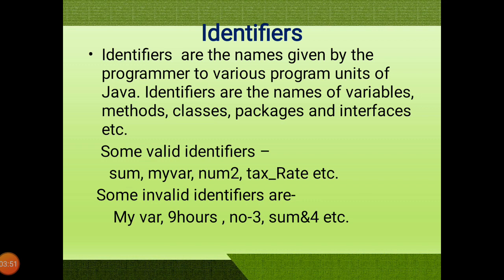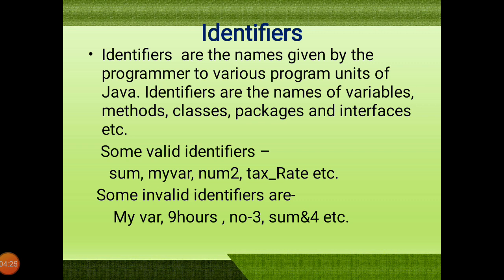Identifiers. Identifiers are the names given by the programmer to various program units of Java. Identifiers are the names of variables, methods, classes, packages, interfaces, etc. It means we identify the different parts or units of Java by identifiers. In simple terms, we can call them variables.